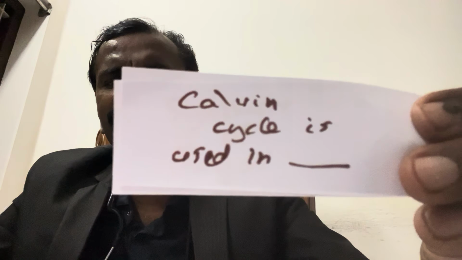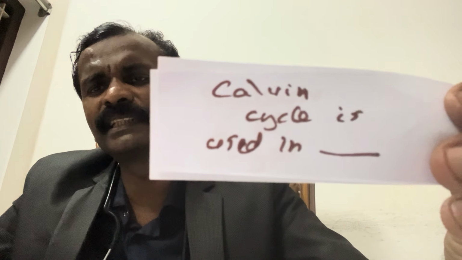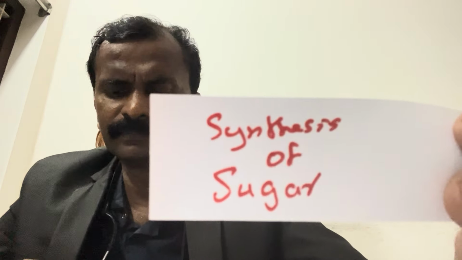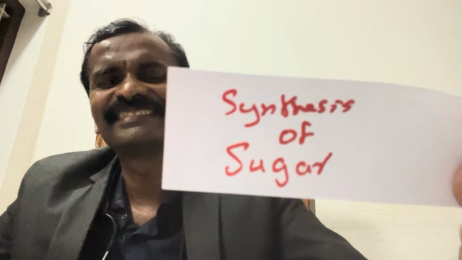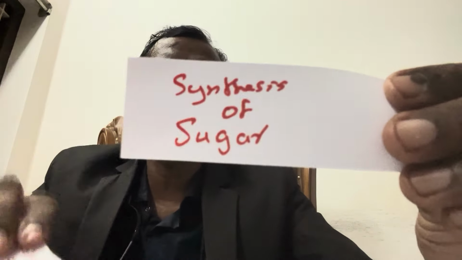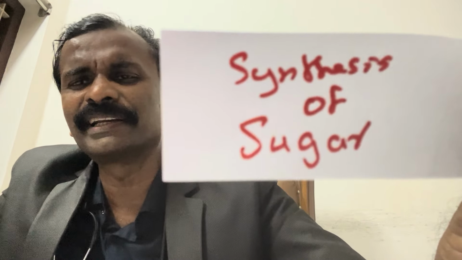Calvin cycle is used in the synthesis of what? Calvin cycle is used in... What is the answer? Synthesis of sugar. That is carbohydrates. I told now.